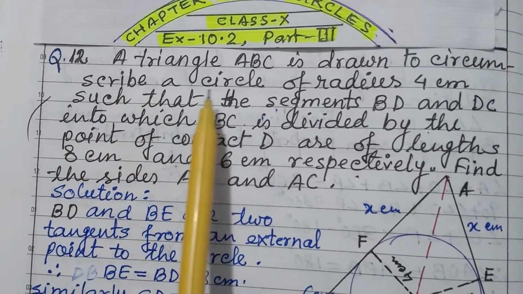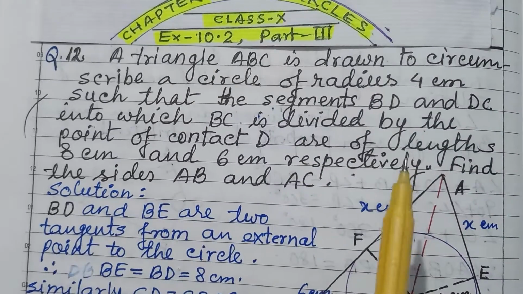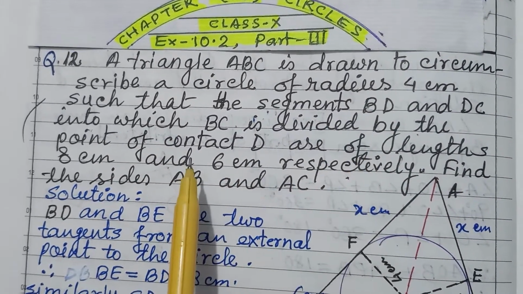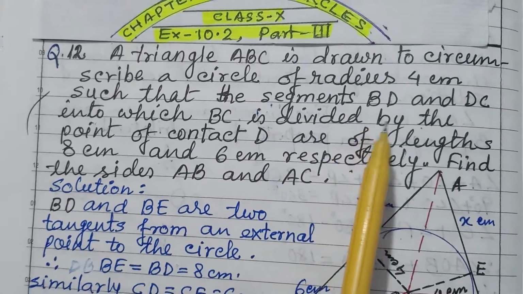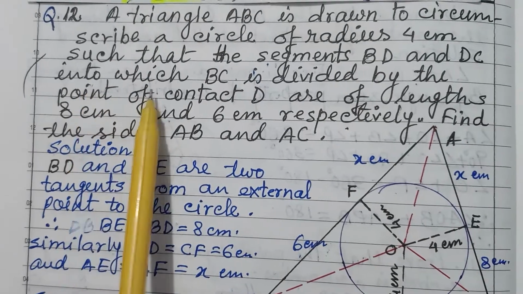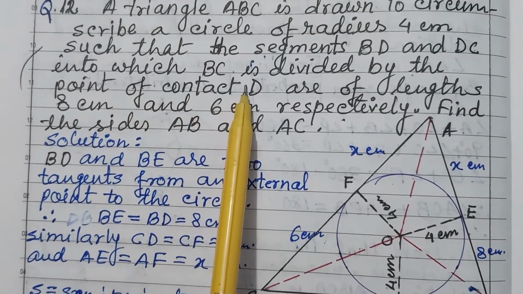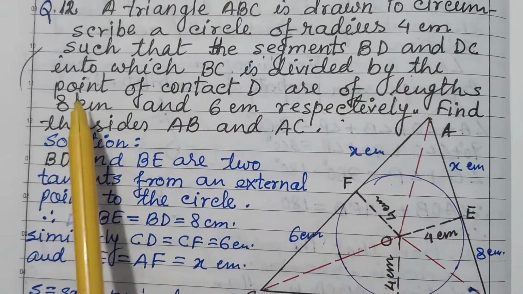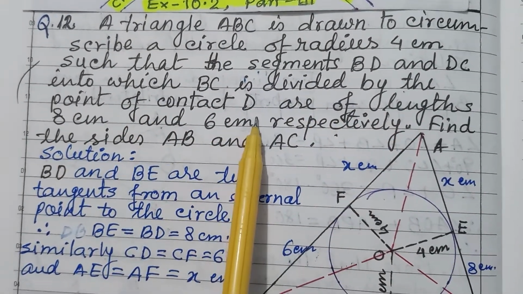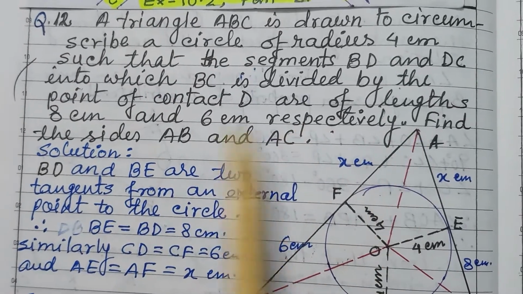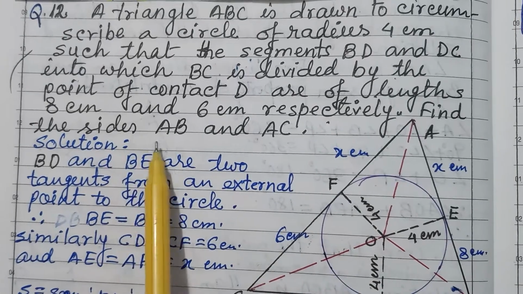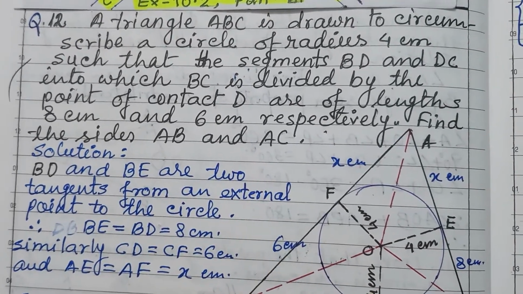Question number 12. A triangle ABC is drawn circumscribing a circle of radius 4 cm such that the segments BD and DC into which BC is divided by the point of contact D are the lengths 8 cm and 6 cm respectively. Find the sides AB and AC.